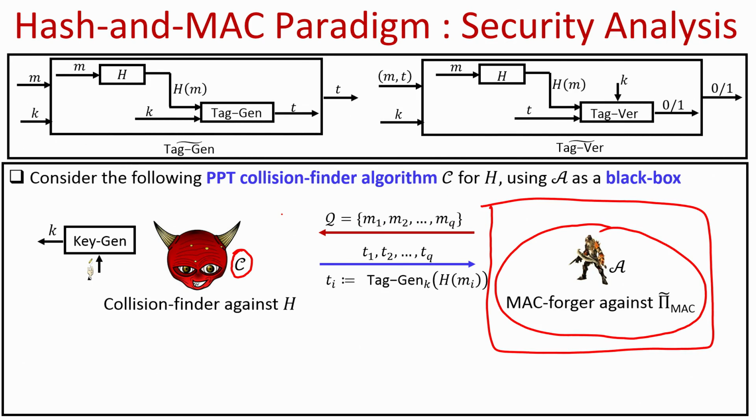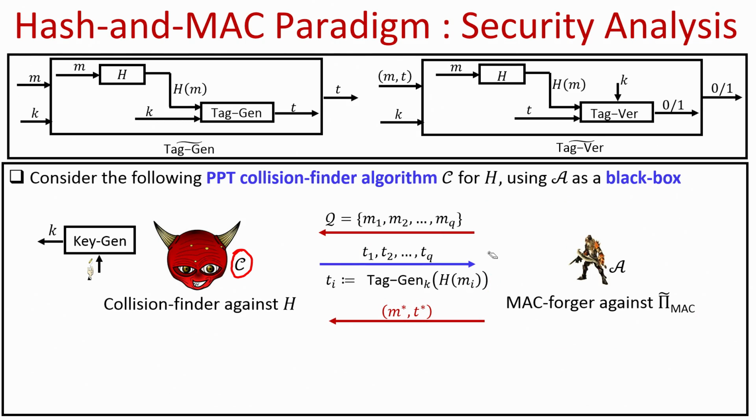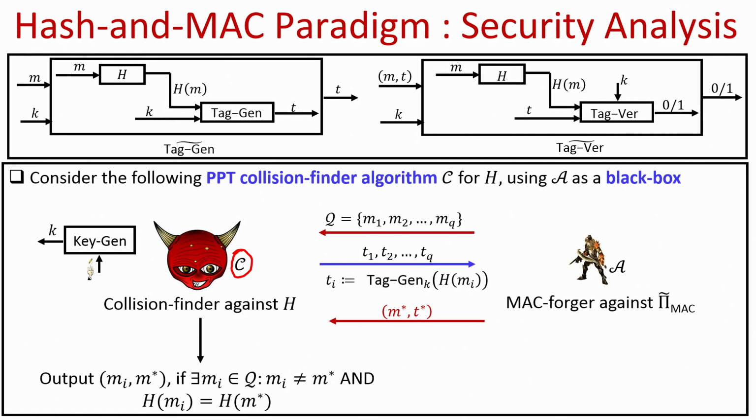have done, it would have submitted several messages of its choice, and the tags that it would have seen in response would have exactly the same distribution as provided by the collision finder algorithm to this MAC forger. So, view wise, the probability distribution of the information that the MAC forger is seeing in this reduction is exactly the same as this adversary would have seen in a genuine instance of the CMA experiment. After getting the tags on the messages of the adversary's choice, this adversary, the MAC forger, outputs a forgery.